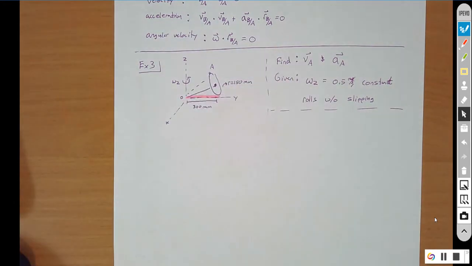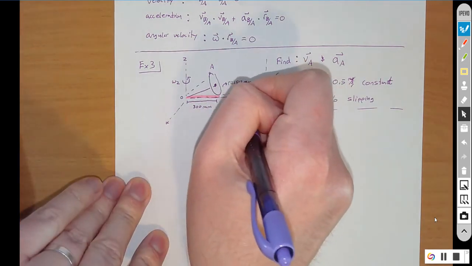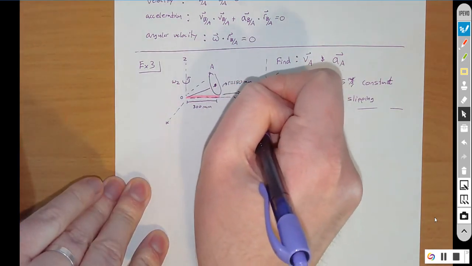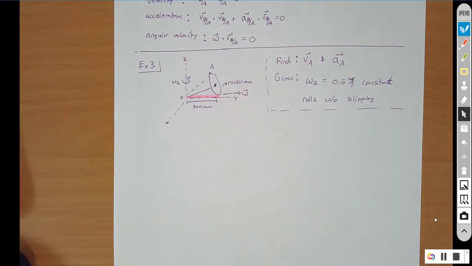That's an axis of instantaneous rotation. Basically, all points on that are 0. There is no velocity down there where it's rolling because it rolls without slipping. So by inspection, I have determined the direction of my omega vector. It has to be along that, because that's my instantaneous axis of rotation.